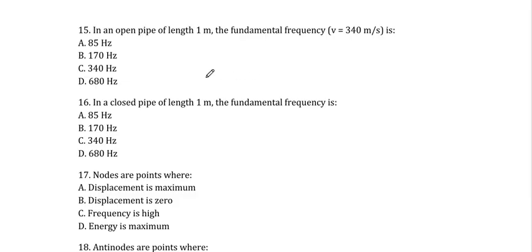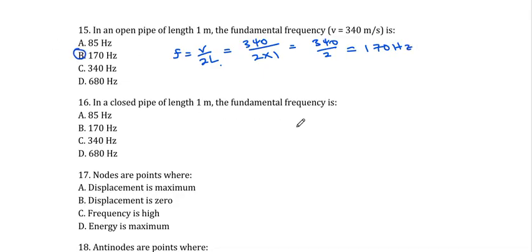Okay, so number 15. In an open pipe of length 1 meter, what is the fundamental frequency? We are given the velocity of sound in air. The fundamental frequency in an open pipe is V over 2L, the speed over 2 times the length. So that is 340 over 2 times the length of the pipe, which is 1. That is 340 over 2, which is going to be 170 hertz. So B is the answer to this question.